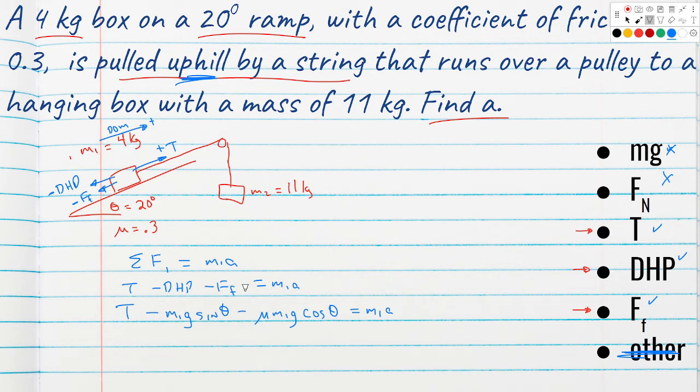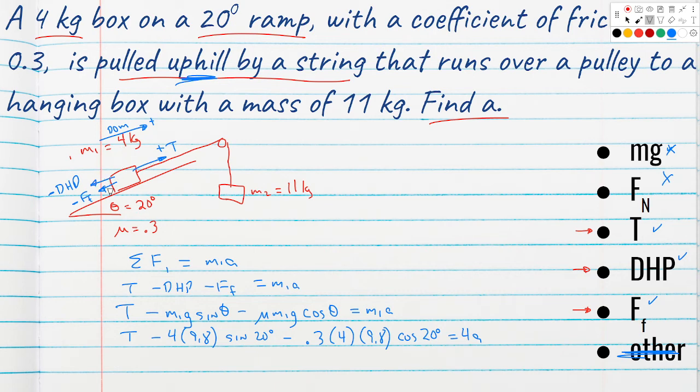So let's see how much of that we can fill in. I don't know T, mass 1 is 4, g is 9.8, the angle was 20 degrees, so I've got a sine 20 right there. Coefficient of friction is 0.3 times 4 times 9.8. Cosine theta, I'd have to do cosine of 20. And that's all equal to the mass, which was 4, times A. Can you see how nice the picture is? All of those numbers are right there.